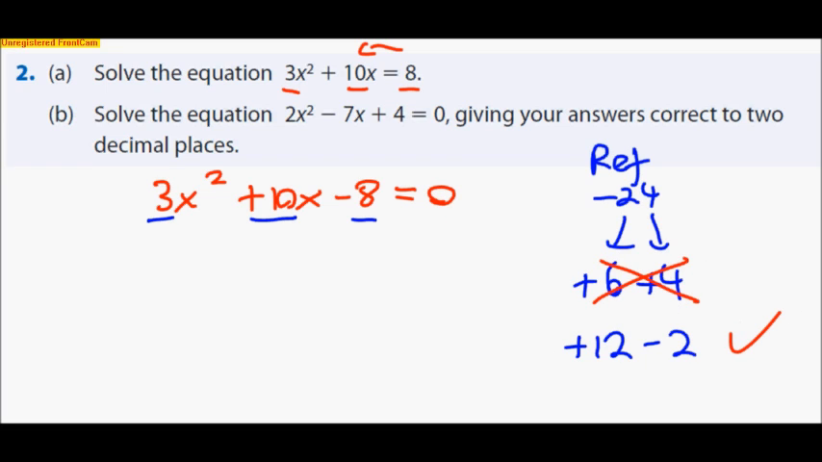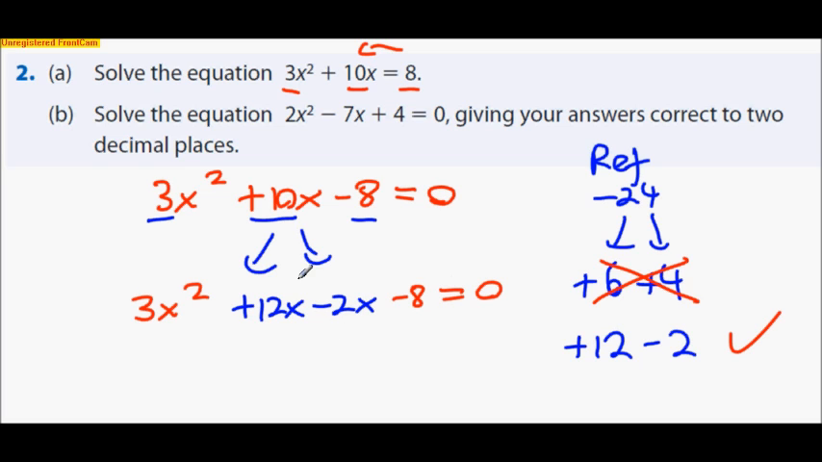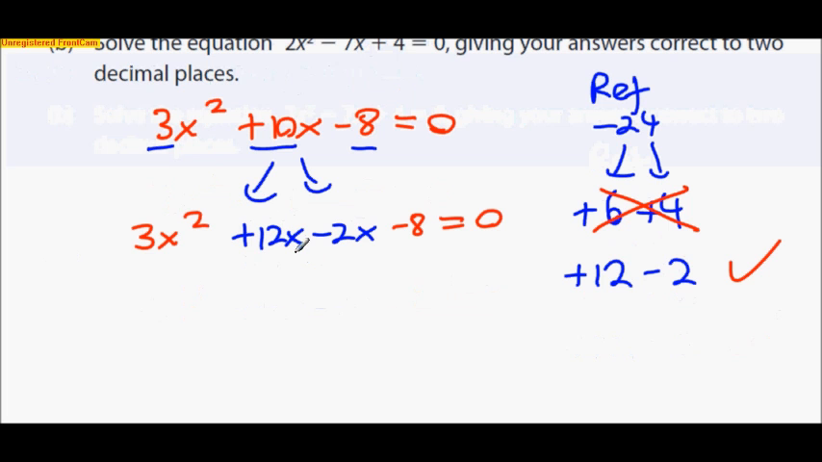Now what we do next is we separate the 10x into plus 12x minus 2x. Okay? And it's still the same as it was before. Now what we can do is we can factorize. So we can take out x and 3. So 3x into, it's going to be x plus 4. We know the second bracket has to be the same.